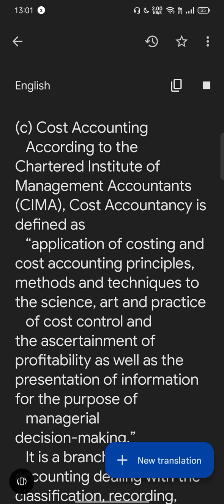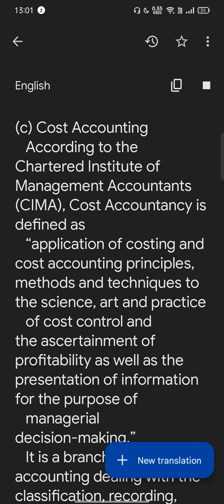C. Cost accounting. According to the Chartered Institute of Management Accountants, CIMA, cost accountancy is defined as application of costing and cost accounting principles, methods and techniques to the science, art and practice of cost control and the ascertainment of profitability, as well as the presentation of information for the purpose of managerial decision making.